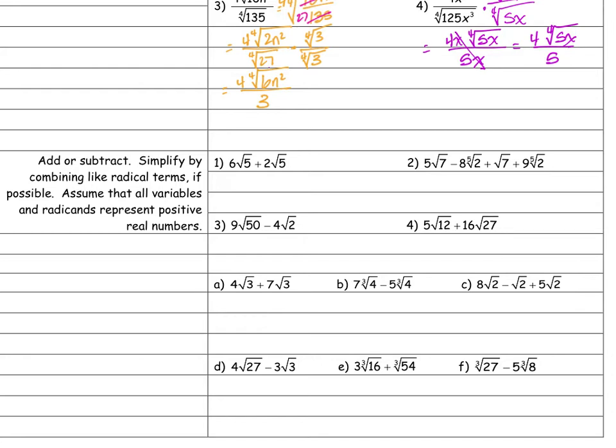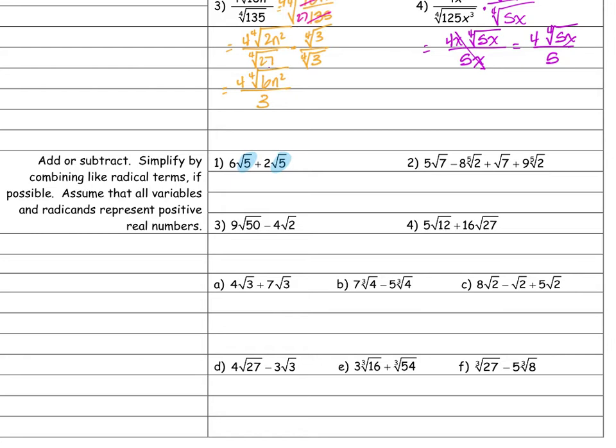So if it's not the same root, so the square root, cubed root, fourth root, that has to be the same. And also what's underneath the root has to be the same. So it all has to be the same. So if you look at this one, the square root of 5 and the square root of 5 is the same. So that's like them both being an x. So I can combine those together.